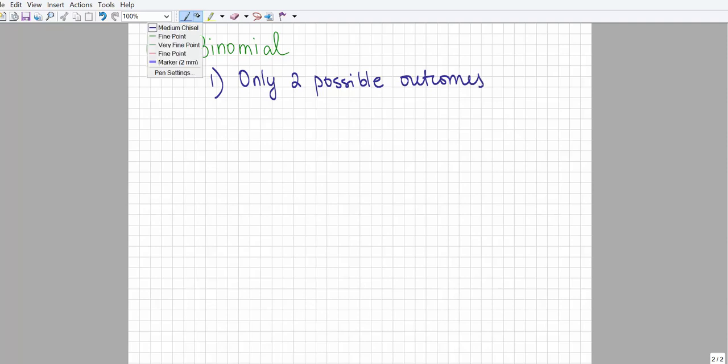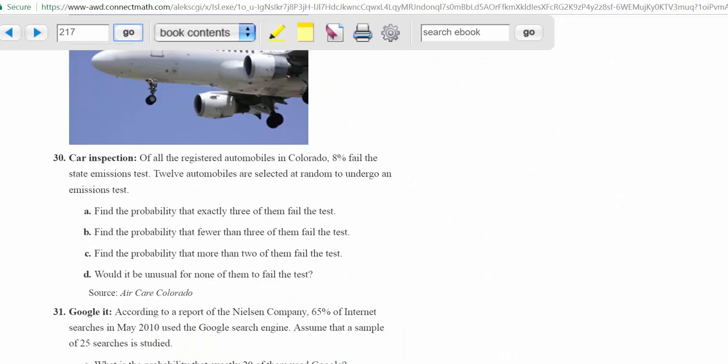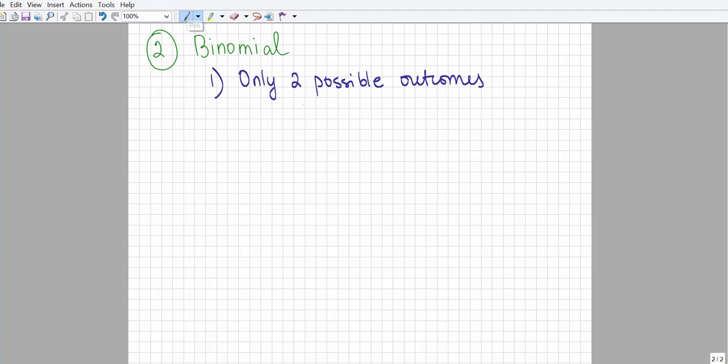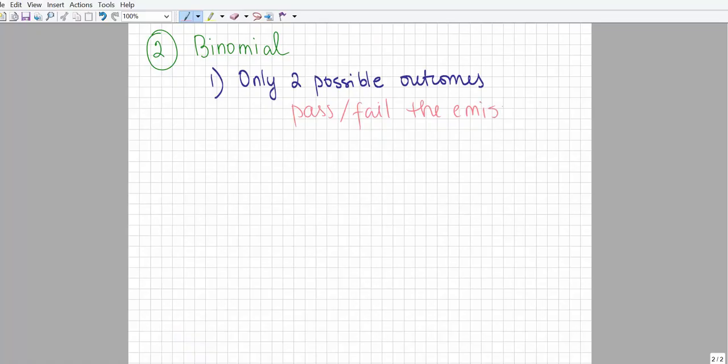So for our problem, let's take a look at this problem. The car that is selected is either going to fail or pass the emission test, right? So those are the only 2 things that can happen. Okay, so for us, it's going to be pass, fail the emission test. Let's see, how do we spell emission? 2 S's? Yeah, 2 S's, okay. Emission test. All right, so only 2 possible outcomes. Let's see, what else do we have?